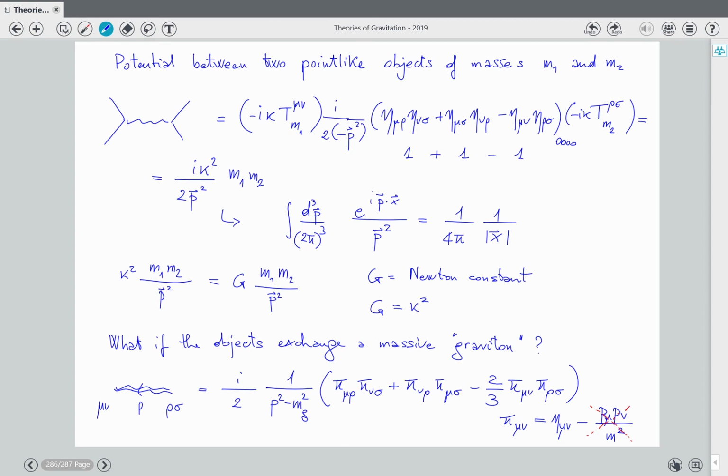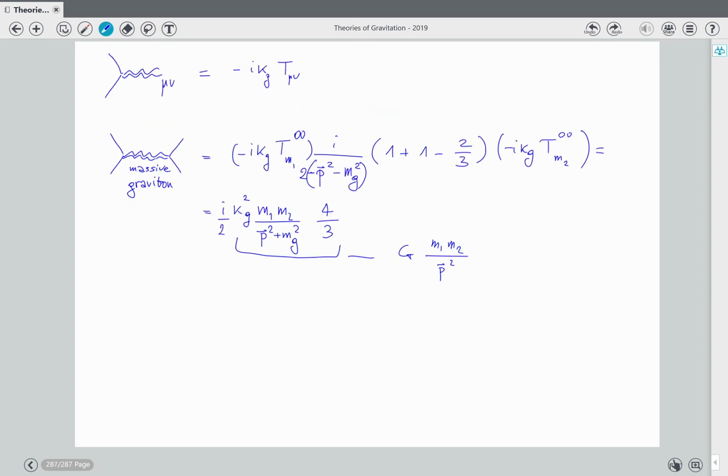Now in coordinate space, you get the right potential. The mass of the graviton makes it a Yukawa potential, but we assume that the mass of the graviton is very small, so basically we can neglect this, and we will not notice the difference between the massive graviton or not at this level, because we can always identify G as 4/3 kappa G squared. So that's really too difficult to detect with the Newton potential.